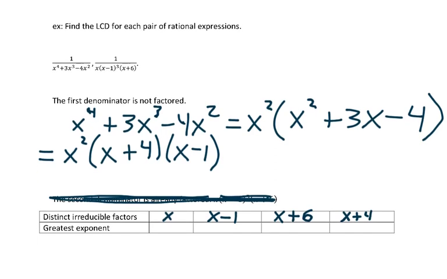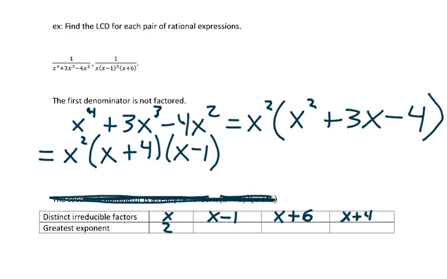And now we need their biggest exponent. So for x, the biggest exponent is 2. And just to clarify, here we have x to the first, so the exponent here is 1, whereas here it's 2. So we get this.